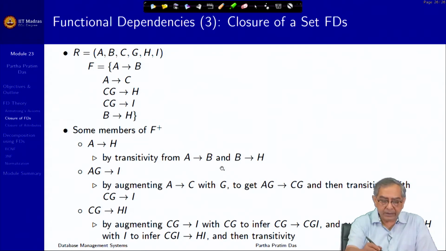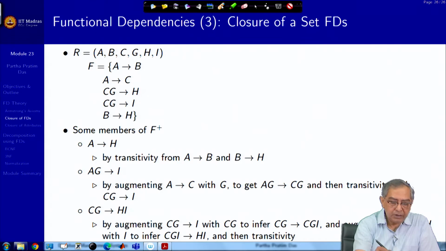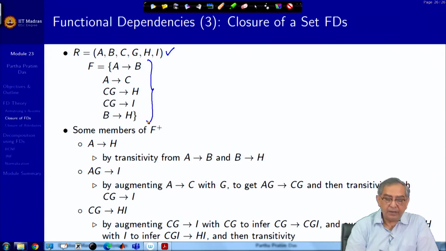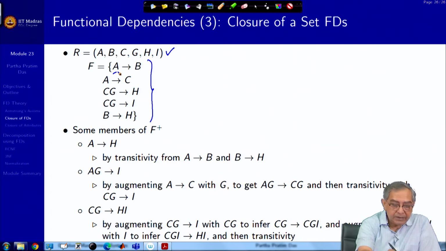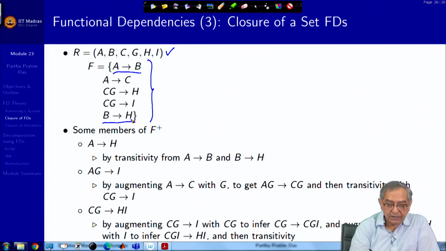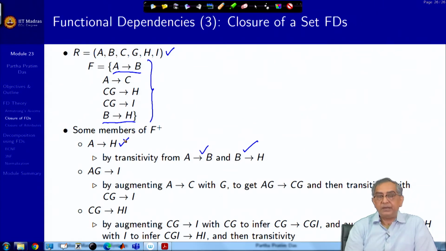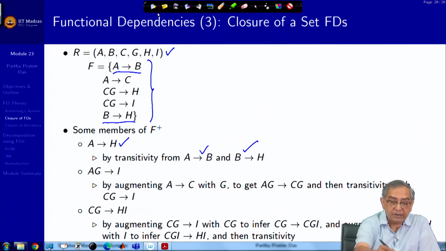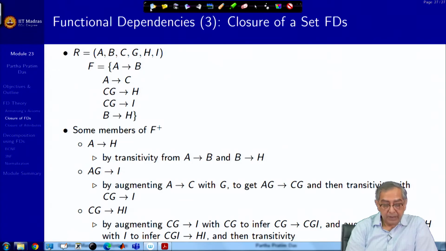This is a little bigger example. Let us just walk through this. It has 6 attributes and 5 functional dependencies. We can say that we have A determines B and B determines H, these two. So, by transitivity I will have A determines H. This is a new functional dependency that I have discovered.